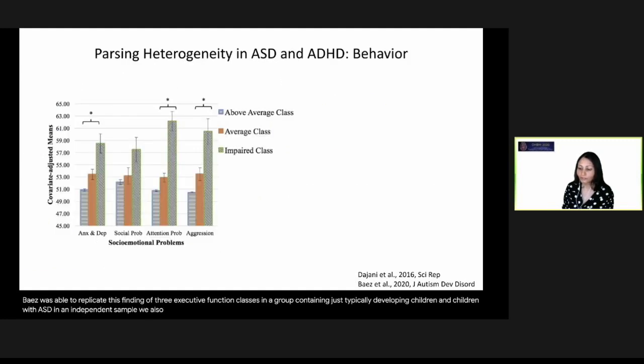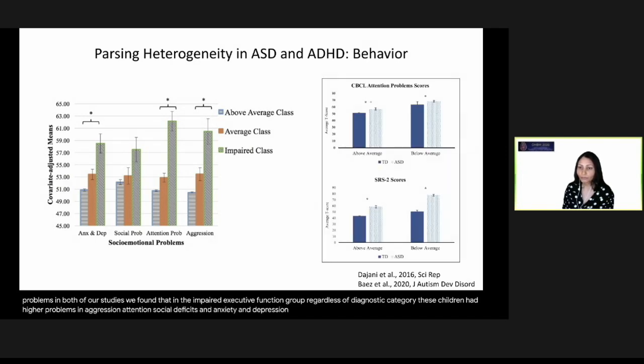We also know that deficits in executive function are associated with a range of other socio-emotional problems. In both of our studies, we found that in the impaired executive function group, regardless of diagnostic category, these children had higher problems in aggression, attention, social deficits, and anxiety and depression. And this was also found in the replication sample, that attention and social abilities were more impaired in the impaired executive function group.